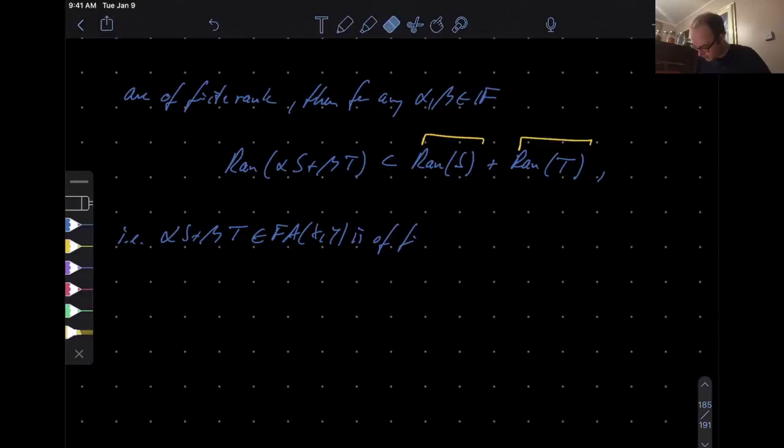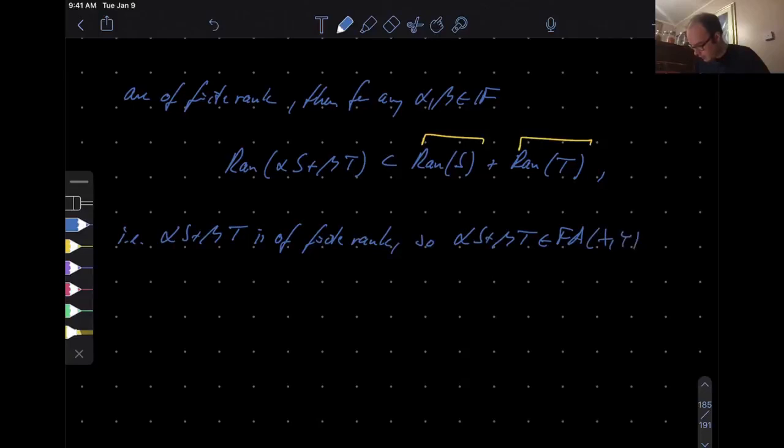Maybe I shouldn't write this element. I would say it is a finite rank, and that means it is in Fa, a finite rank. So alpha s plus beta t is in Fa(x,y). Now, okay, that's the easy case when both of these are finite ranks.